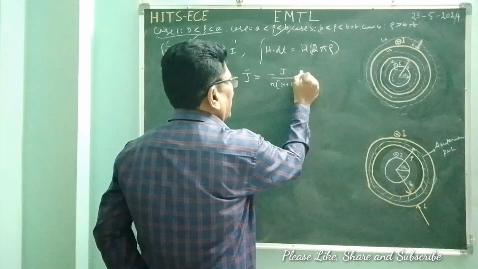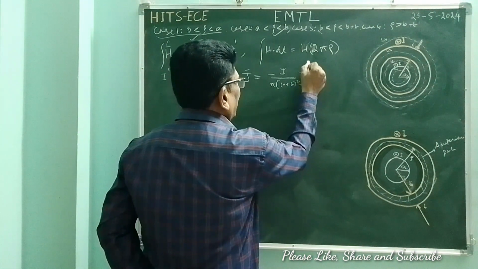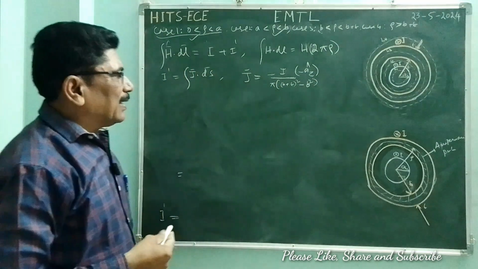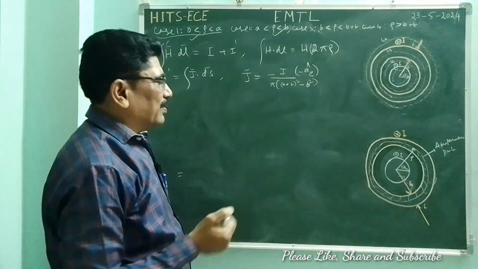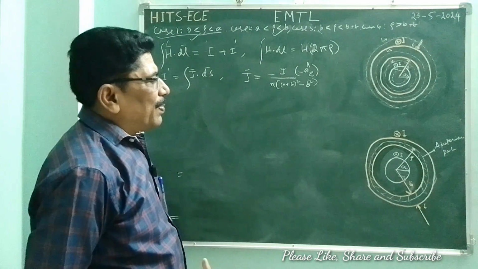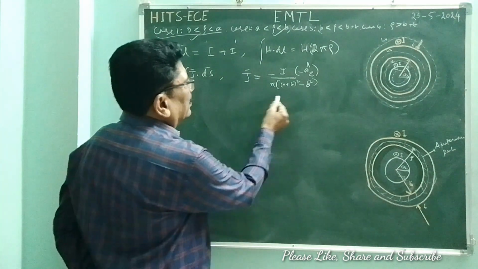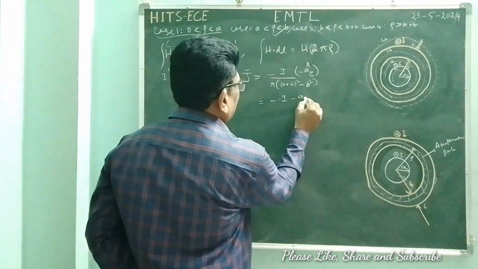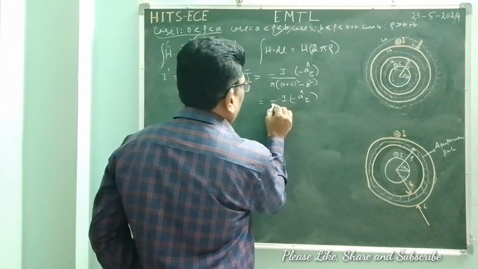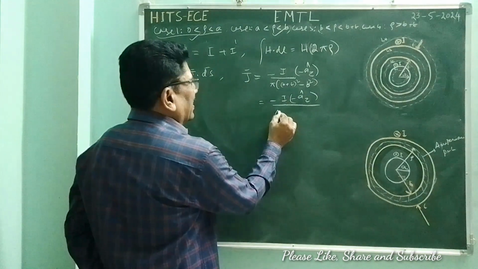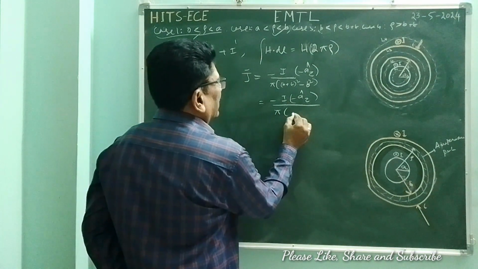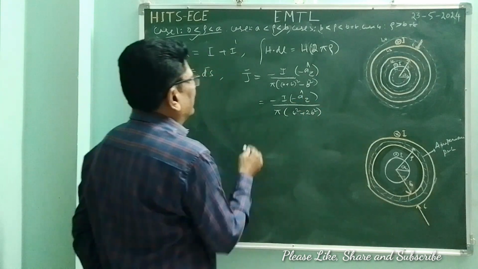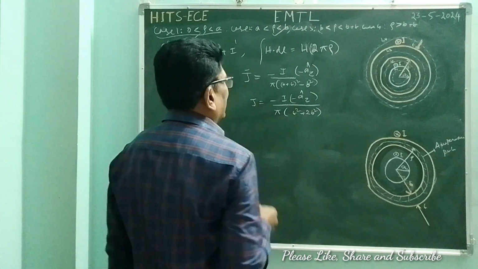It is into the board, so minus az cap. So J direction is minus az cap, it is into the board, and current is minus I, since it is opposite to the flow of current in the inner cylindrical conductor. So this is equal to minus I az cap by, we open the brackets, pi into t square plus 2bt. b square will get cancelled. So this is J, whose direction is minus az cap.